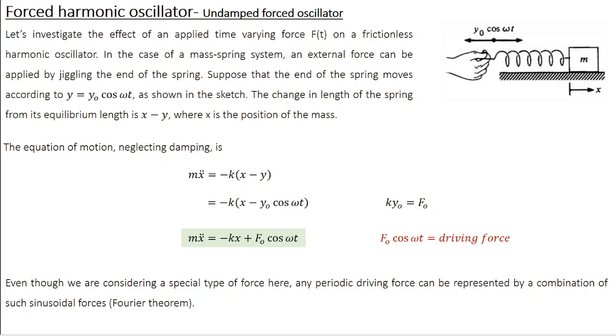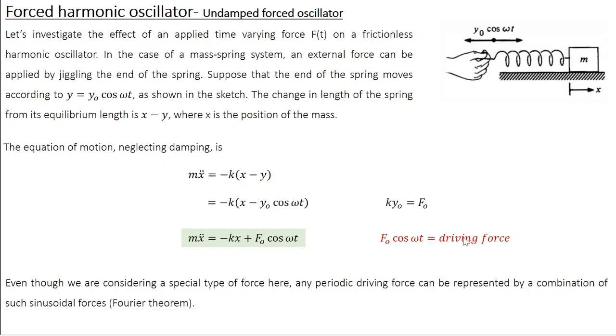Now, neglecting the effect of damping, you can write the equation of motion as m x double dot equal to minus k into x minus y. Substitute for y, so minus k into x minus y0 cos omega t. Now k into y0, you call it F0. So your equation of motion now becomes m x double dot equal to minus kx plus F0 cos omega t. This extra term F0 cos omega t is the driving force.